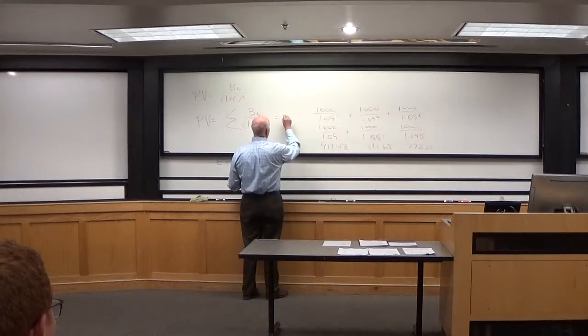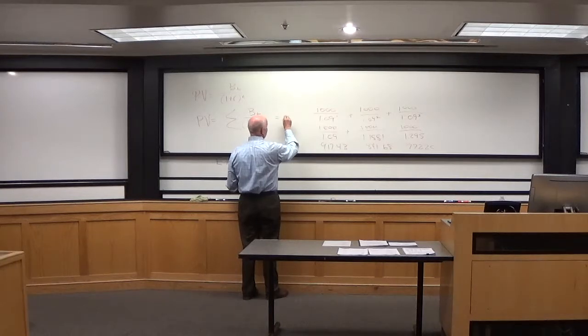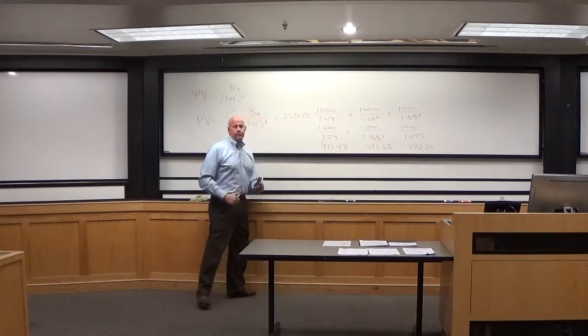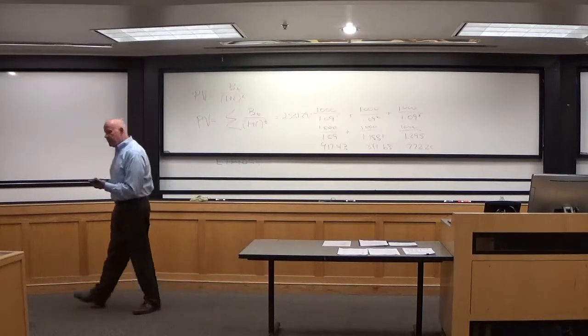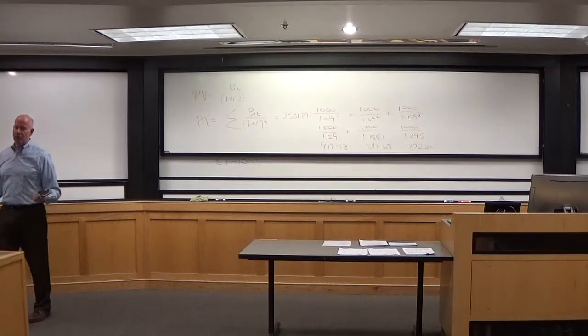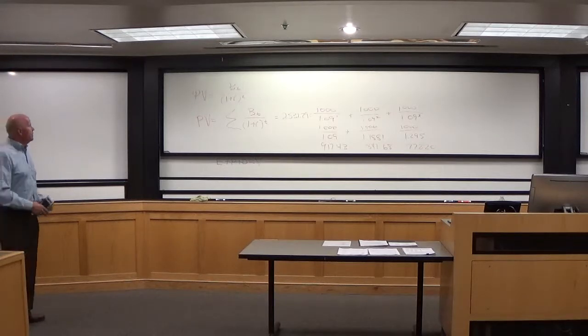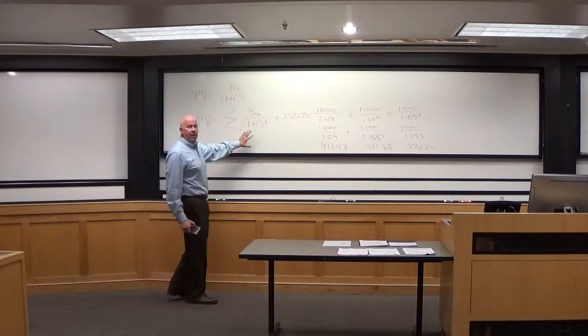$2,531. What was it? 2,000. Say it louder, please. $2,531.29. Okay. But I'm going to get $3,000 over those 3 years, or I'm going to pay it. But it's only worth $2,531 today because of that 9% discount rate. So this is a summation.